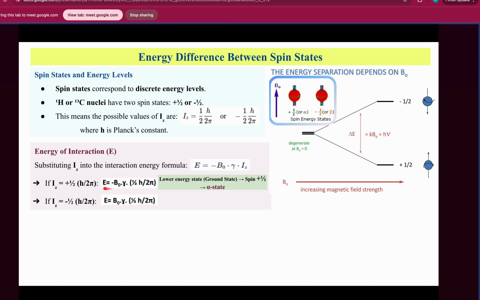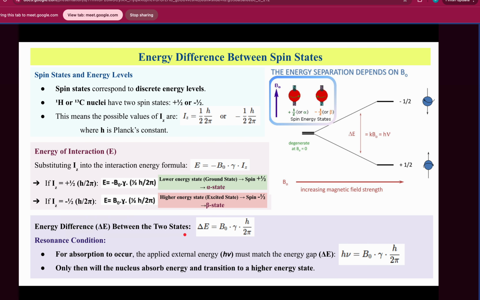This particular energy state where the value is negative is the lower energy state, or the ground state, where the spin was positive half. It is also known as the alpha state, which is the most stable state. Then comes the high energy state, also known as the excited state, where the spin was negative half, and this is known as the beta state. So in this case, the energy value is positive.